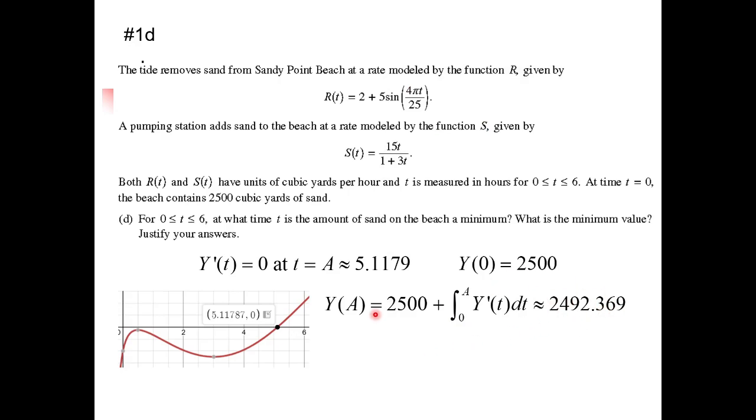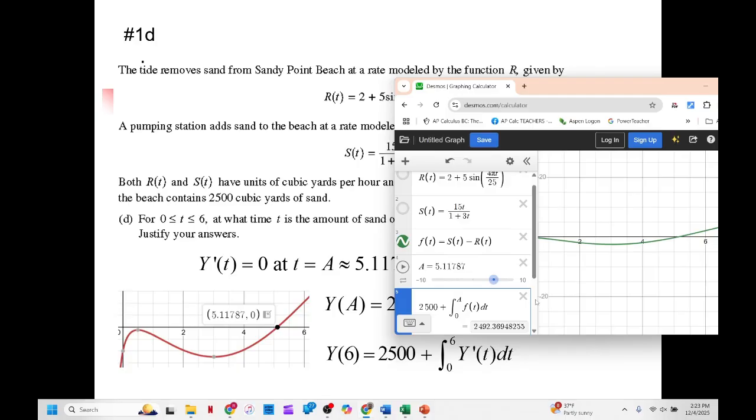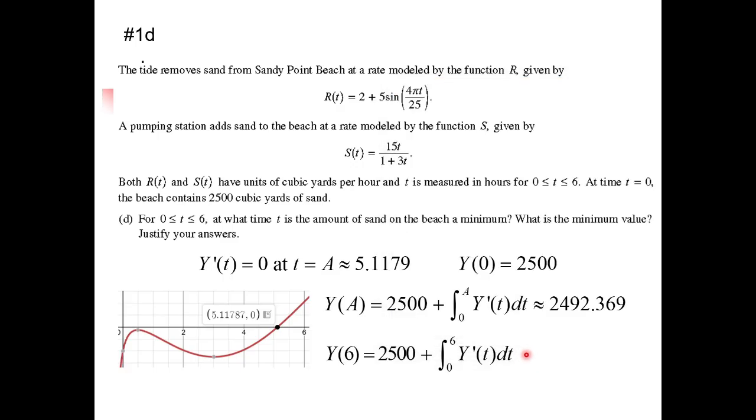And then let me also do y of 6. That's going to be 2,500 plus the integral from 0 to 6 of y prime. Since I've already entered most of this on the calculator, I'm just going to go back to my expression and change this upper limit of a to a 6. That's actually a pretty easy change. And this is 2493.277. So let's look at these numbers closely.